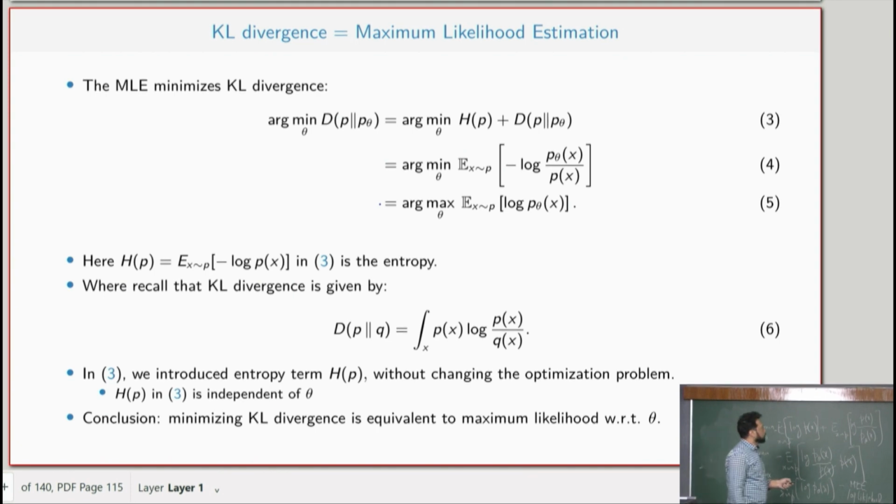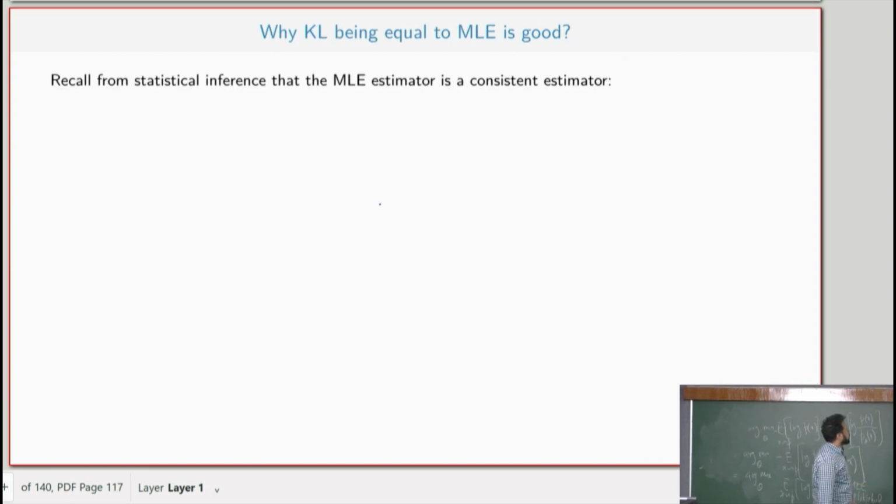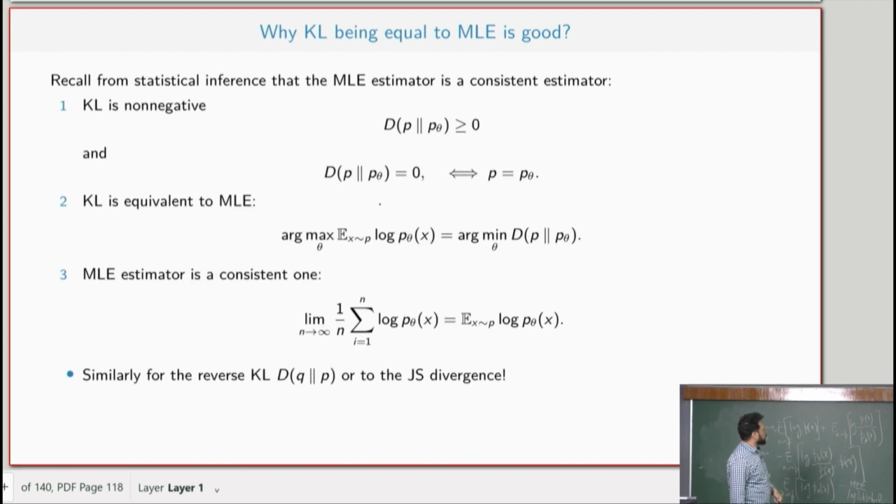Okay, so we have KL divergence same as X. So why is KL being equal to MLE good? We have seen in statistical inference, there were some slides there, that the MLE estimator is a consistent estimator. So let us see what it means.